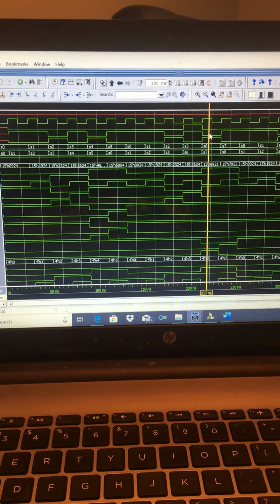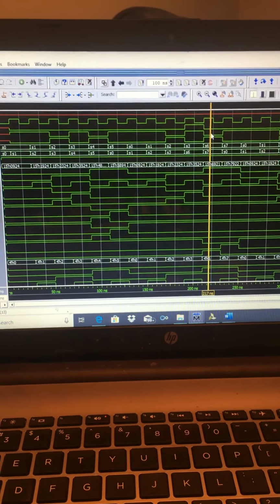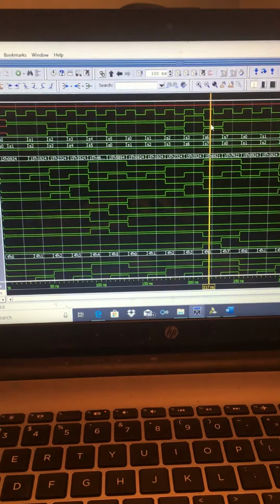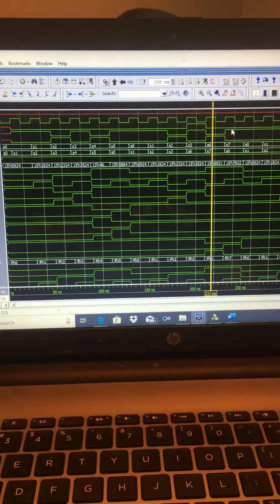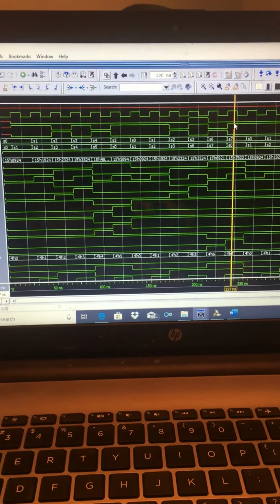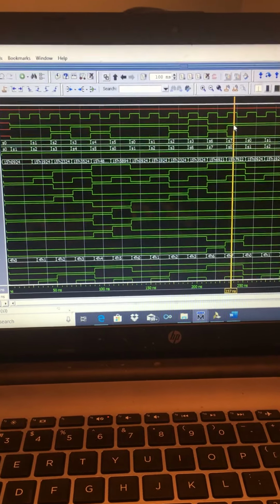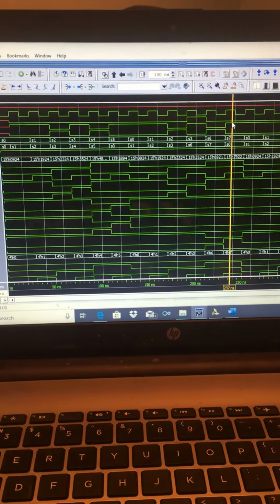With the next rising edge, with the long time interval reached, the next state is state 7. At the next rising edge, with the short time interval reached, the next state is state 0.